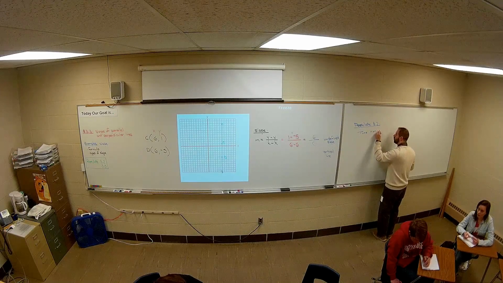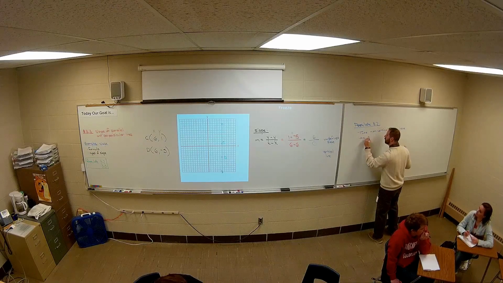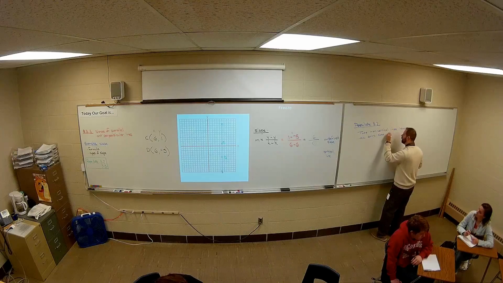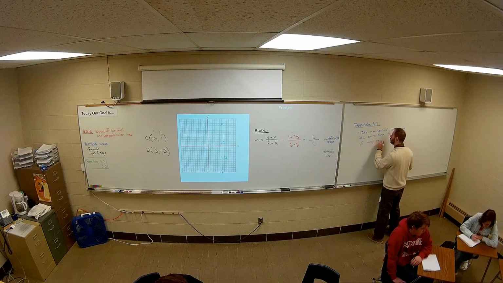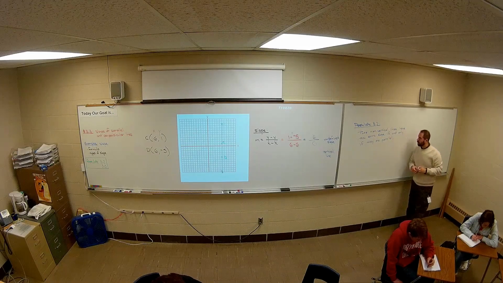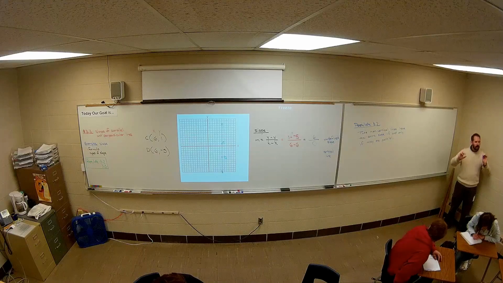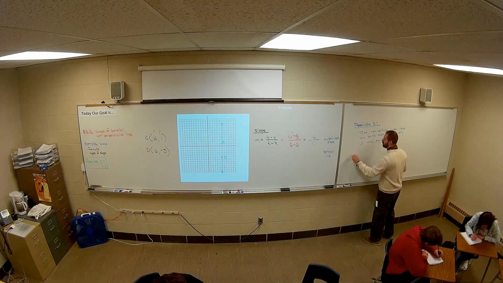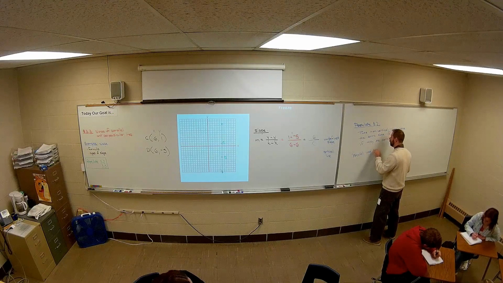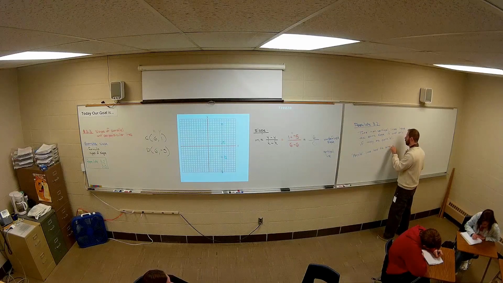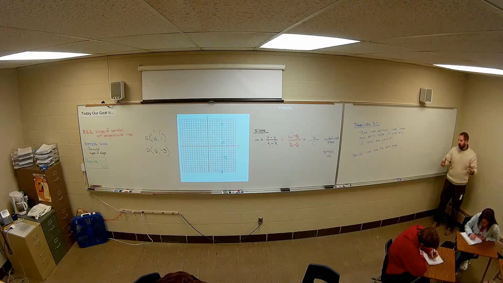Two non-vertical lines have the same slope if and only if they are parallel. So two non-vertical lines have the same slope if and only if they are parallel. And then the book does this thing where it recaps, it puts in quotes, parallel lines have the same slope. Equal slope, congruent slope, whatever you want to call it.